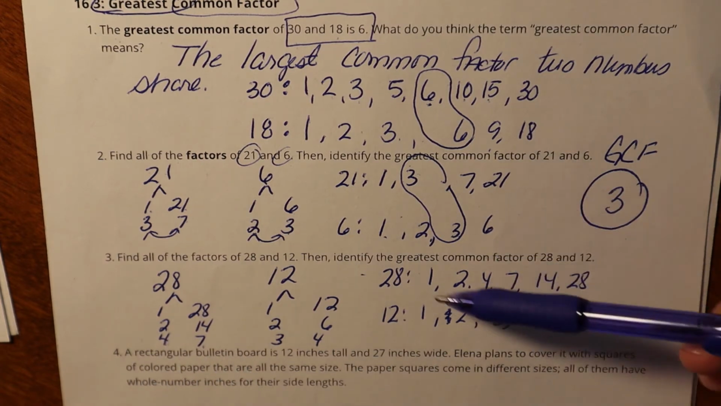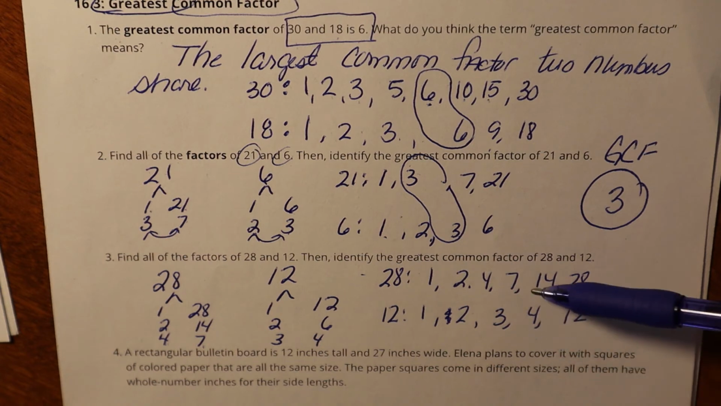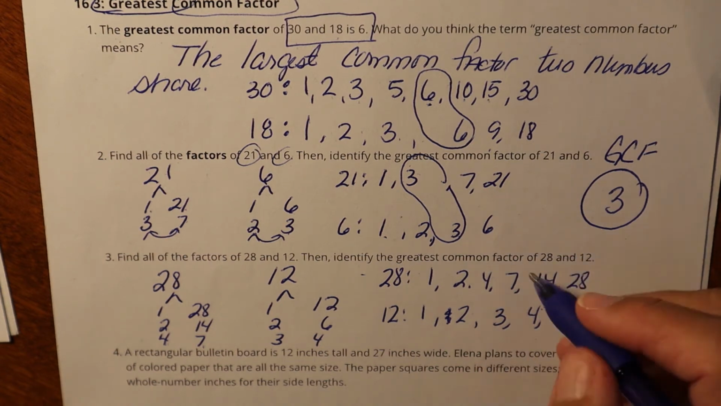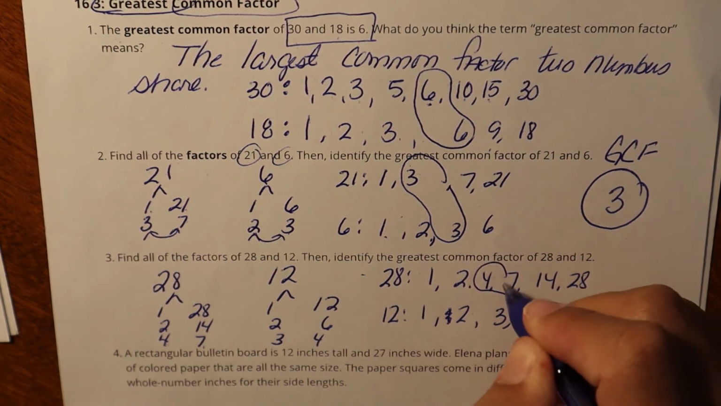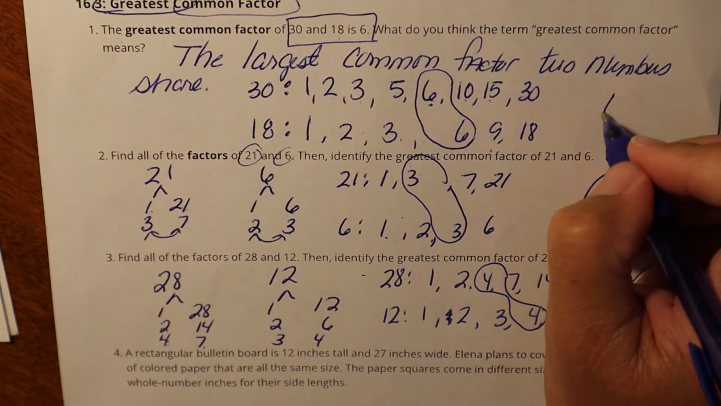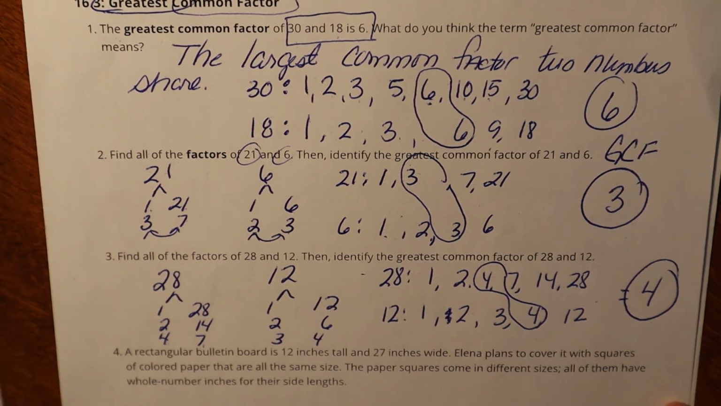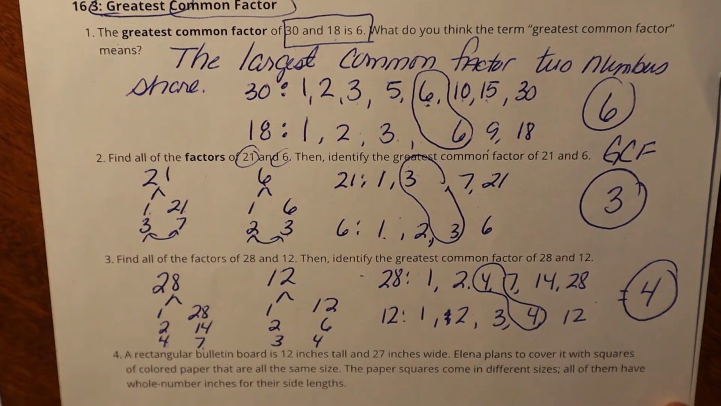Looking for greatest common factors, I see 1s, I see 2s, I see 4s, nothing else. So the greatest is 4. Right? That's just solving straight greatest common factors and factoring. Our last problem, I believe, is number 4. Let's see what's going on with number 4.